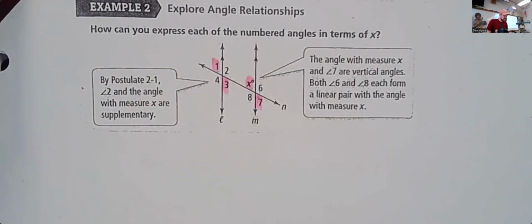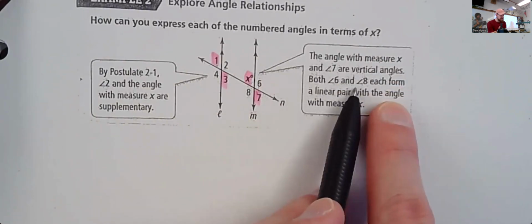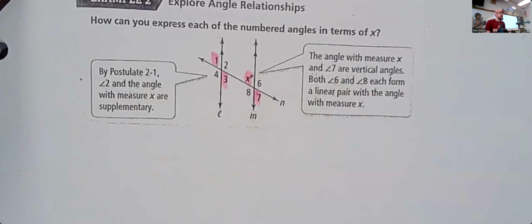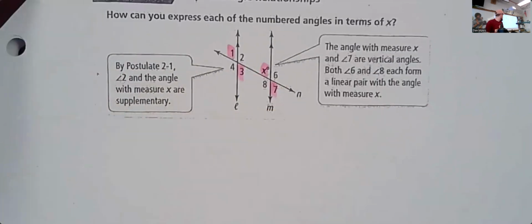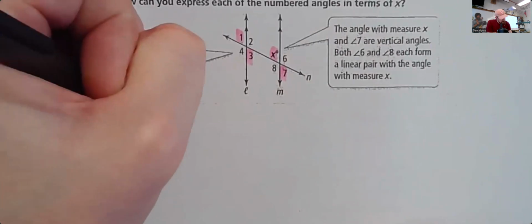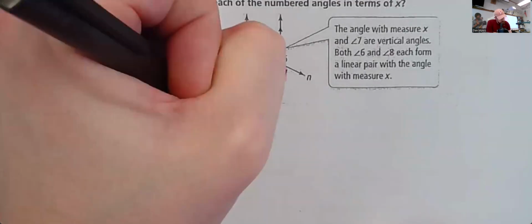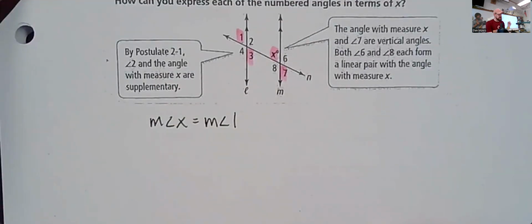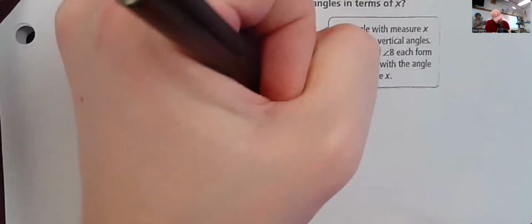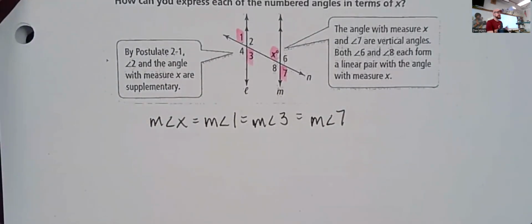So it says the angle with measure x and angle 7 are vertical angles. Both 6 and 8 form a linear pair with the angle with measure x. We'll talk about that in a second. But those 4 are all congruent. So we can just say that the measure of angle x is equal to the measure of angle 1. And we're just going to keep this equation going. Is equal to the measure of angle 3 is equal to the measure of angle 7. So we're just basically saying all 4 of those things are equal to each other. That's all we're saying.